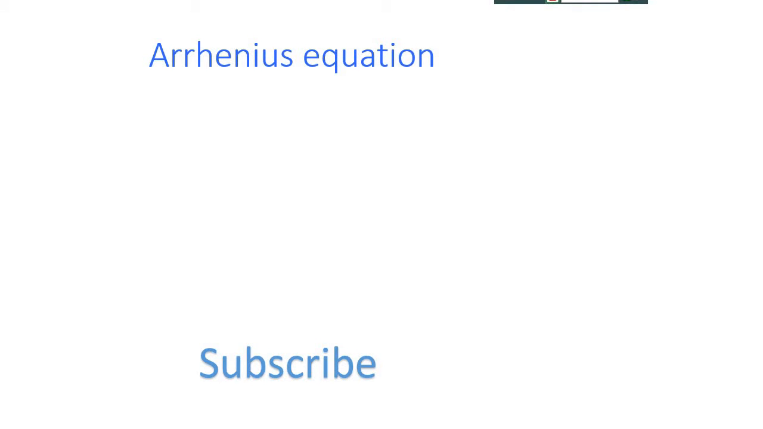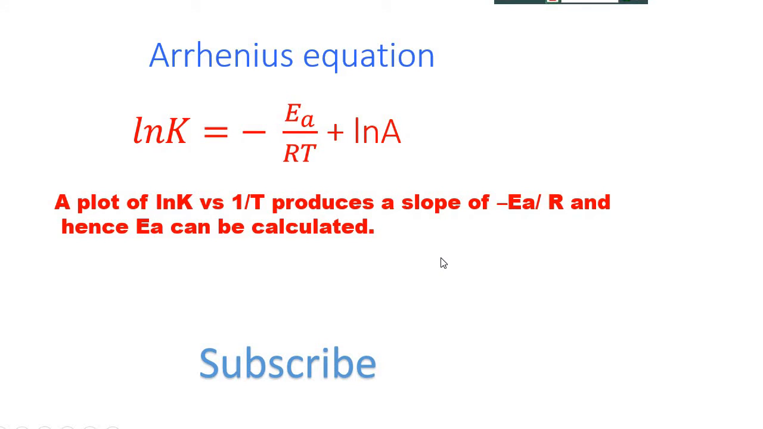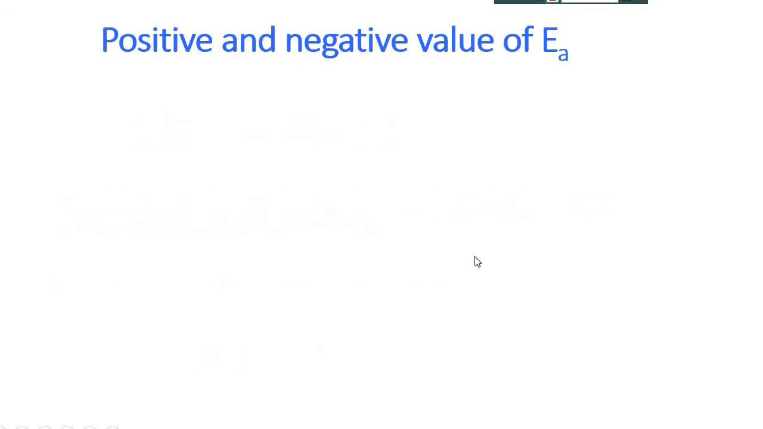In my previous video, I showed how to calculate activation energy using Arrhenius equation. This is ln K equal to minus Ea divided by RT. Now the activation energy can be positive or negative.